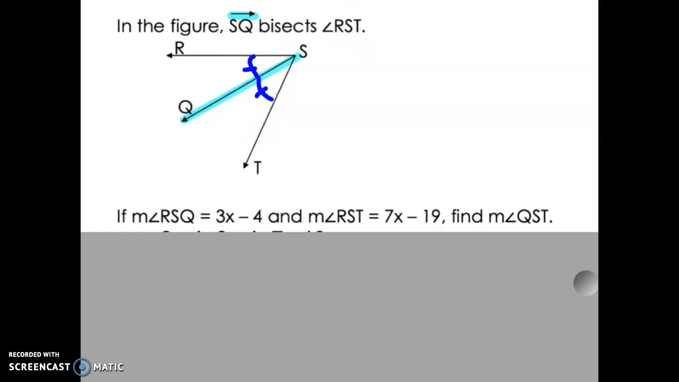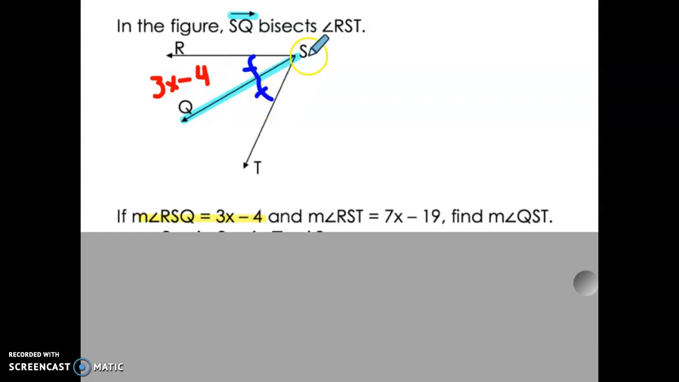Now it says if the measure of angle RSQ equals 3x minus 4, and the measure of angle RST equals 7x minus 19, find the measure of angle QST. So let's break that down piece by piece. The measure of angle RSQ is 3x minus 4. So on my picture, I'm going to locate angle RSQ, which is right here, and I'm going to label it as 3x minus 4.